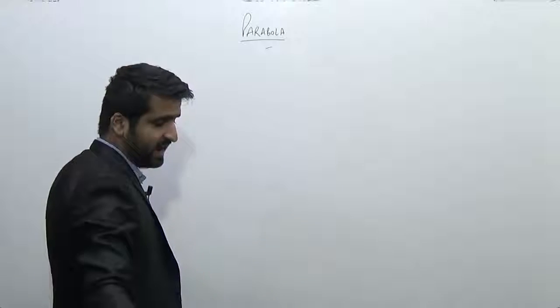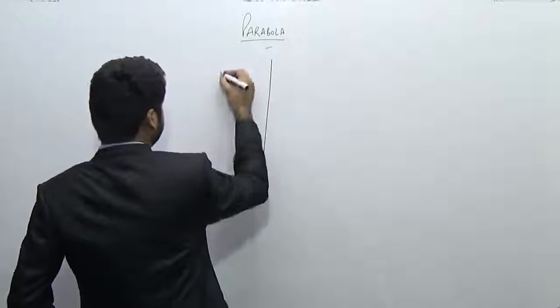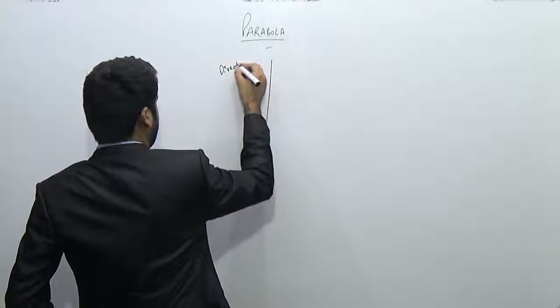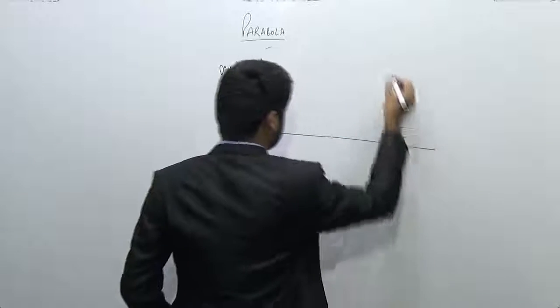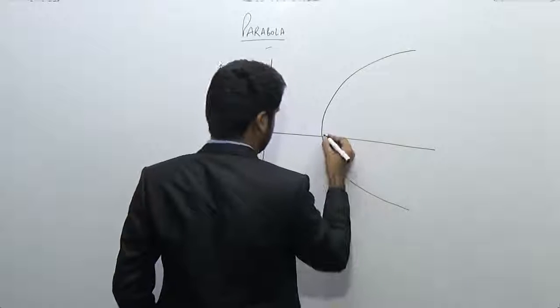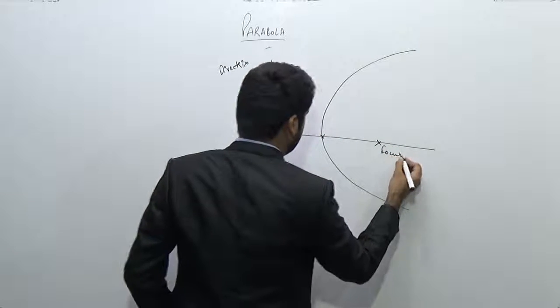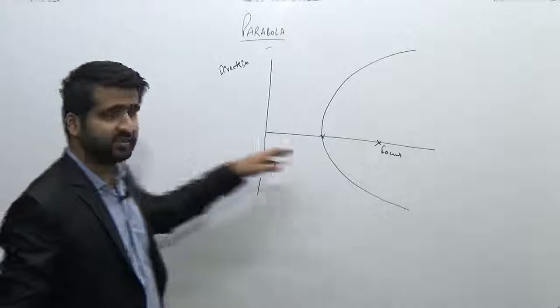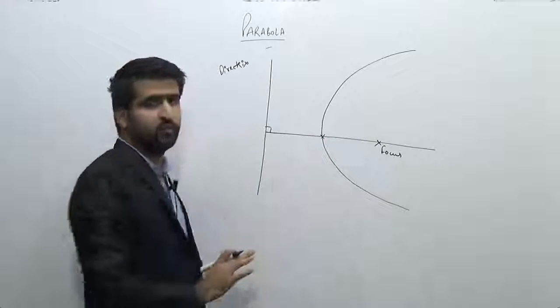First one is called the axis of symmetry. Now this was the directrix, and we have a fixed point which is the focus, and this is the parabola, right? So this point is called the focus, this is the directrix, and the axis will be the line perpendicular to the directrix and passing through the focus.